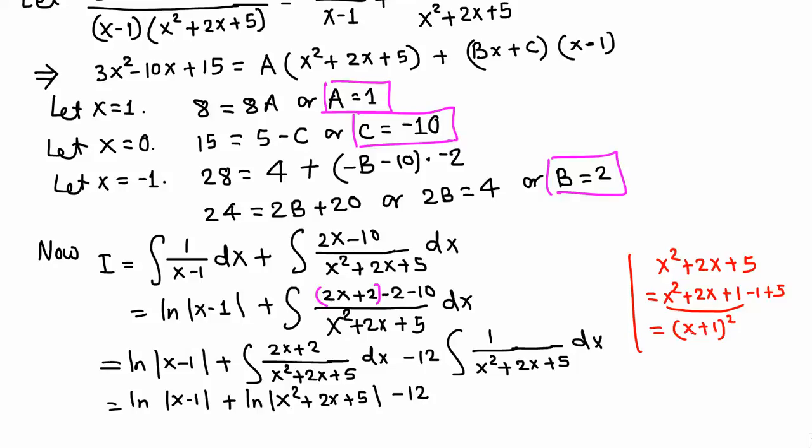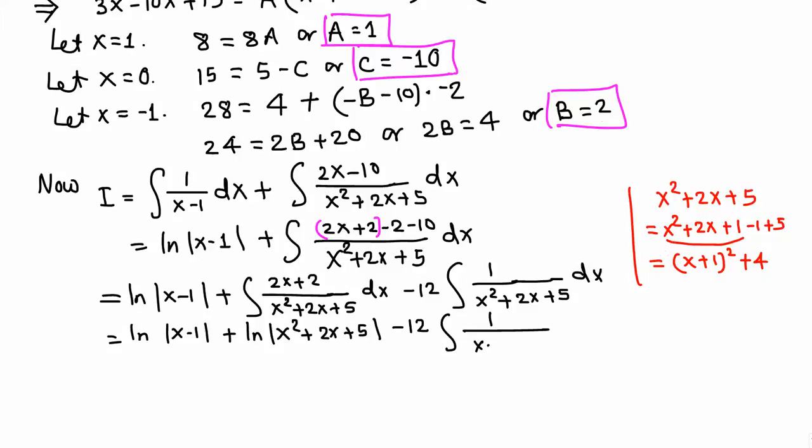If you FOIL x plus 1, multiply x plus 1 by x plus 1, you get this. 5 minus 1 is plus 4. So this is in fact the integral of 1 over x plus 1 squared plus 4 dx. Okay, now this integral is 1 over something squared plus 2 squared, it's like that.